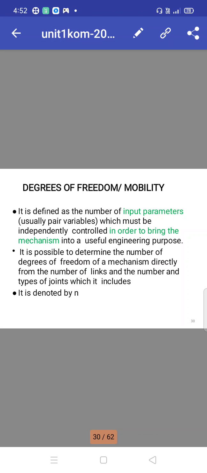Then degree of freedom or mobility. It is defined as the number of input parameters, usually pair variables, which must be independently controlled in order to bring the mechanism into a useful engineering purpose. It is possible to determine the number of degrees of freedom of a mechanism directly from the number of links and the number and type of joints which it includes. It is denoted by n.